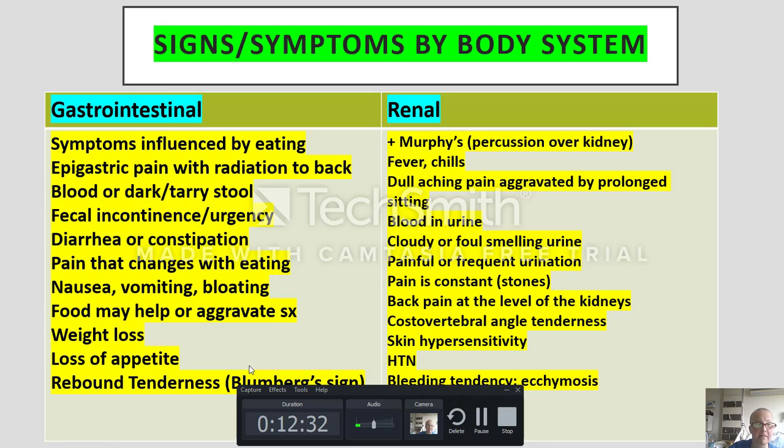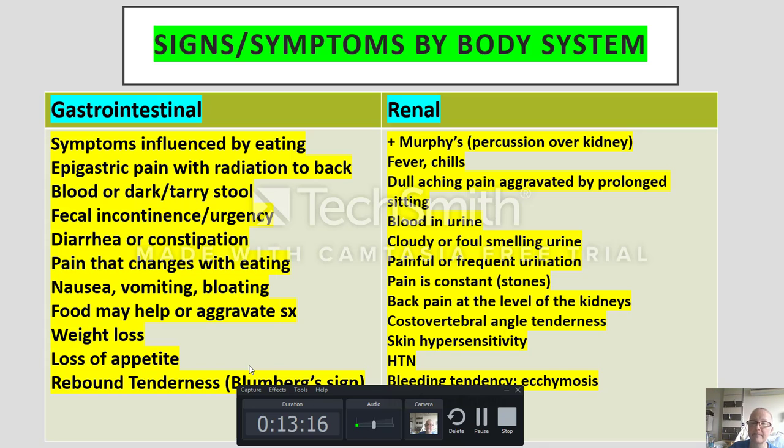Signs and symptoms of something going on with the gastrointestinal system. The symptoms are going to be influenced by eating. Epigastric pain with radiation to the back, blood or dark tarry stools, fecal incontinence, urgency, diarrhea or constipation, pain that changes with eating, nausea, vomiting, bloating. Food may help or aggravate the symptoms. Weight loss, loss of appetite, and rebound tenderness, Blumberg sign.